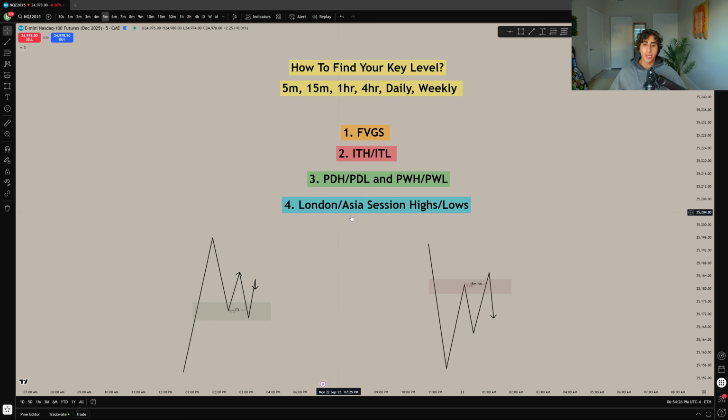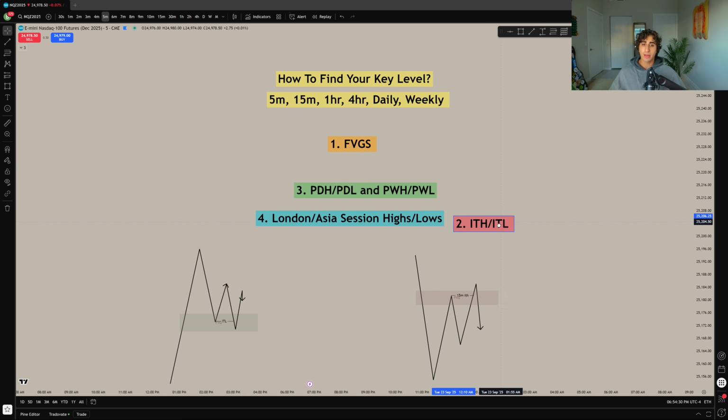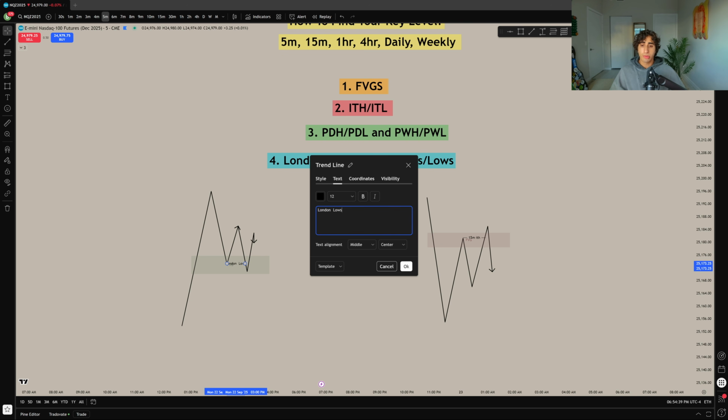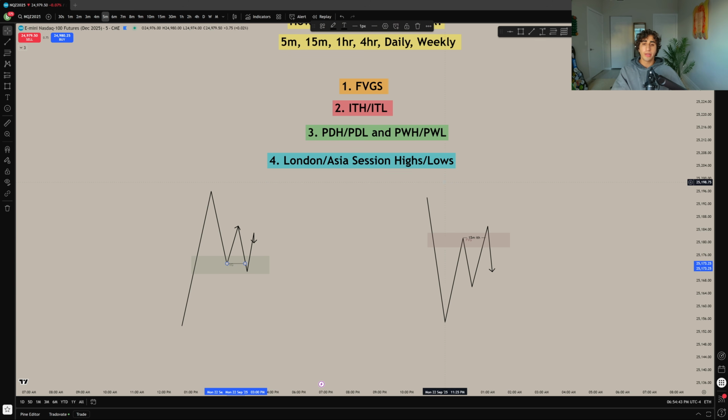And finally, we have London and Asia session highs and lows. This is a great key level because oftentimes it is aligned with an intermediate high and low, meaning it is aligned with a gap, right? So oftentimes we do have London lows here, and then it's aligned with a gap, which is a great area to be bouncing off of. But yeah, just overall London and Asia session highs and lows.